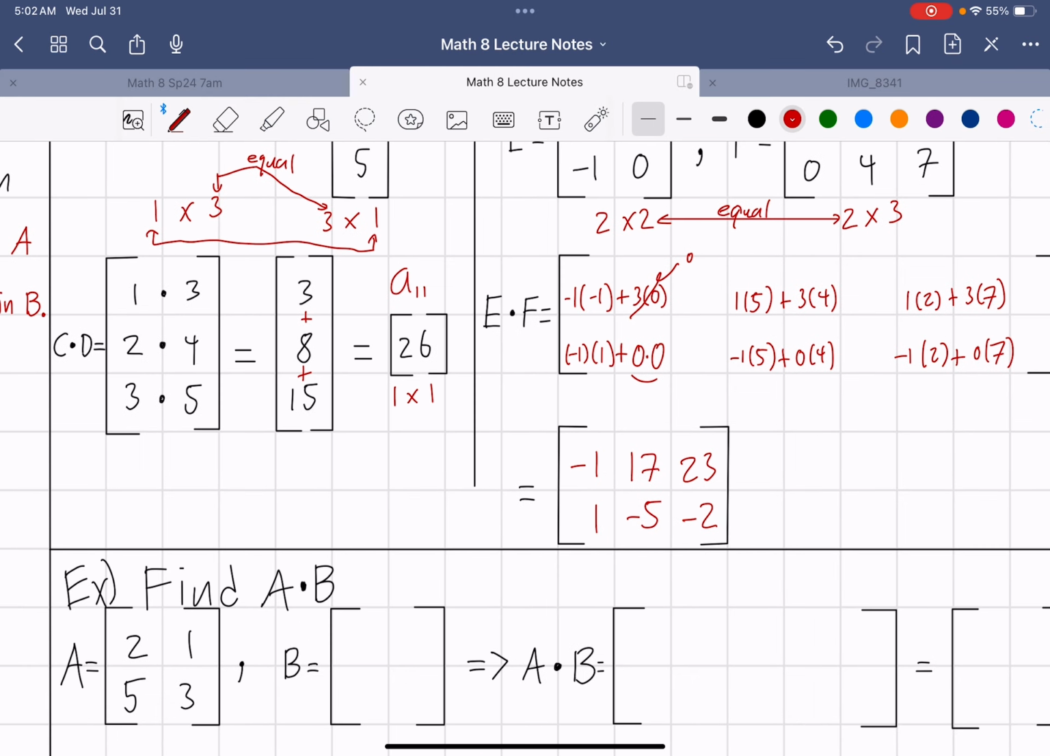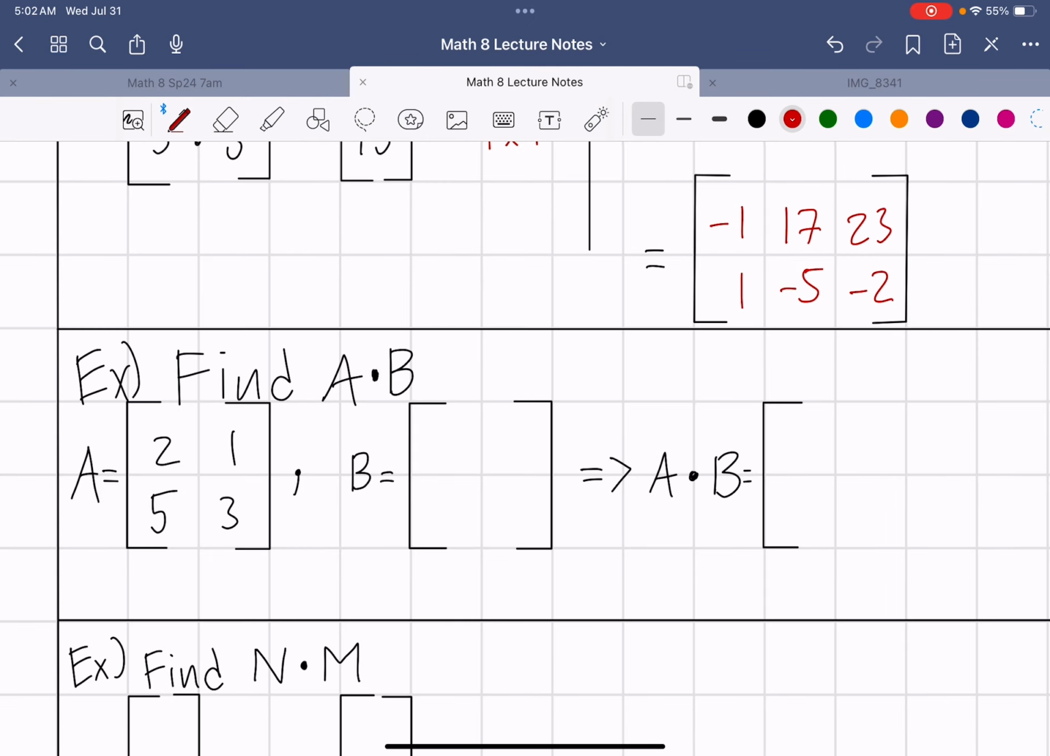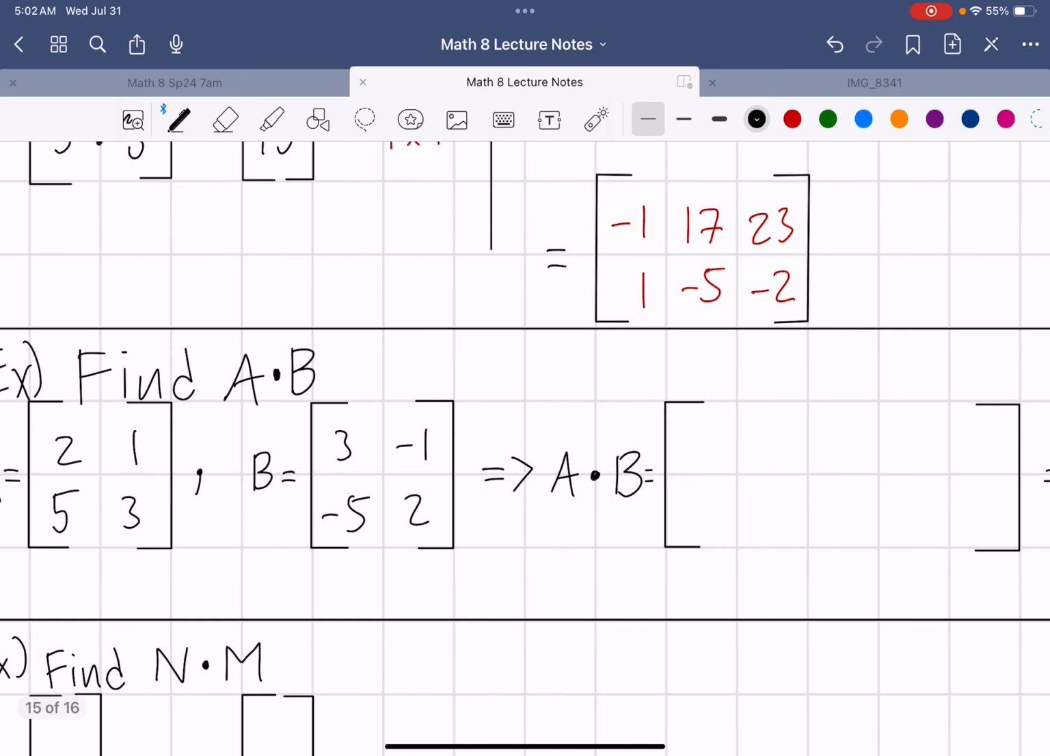Now, something to point out, or let's do one more example. Again, I forgot to write what the matrix B was. So it's 3, negative 1. And you can pause any of these videos at any time and try to do the example. So I'm going to take first row, first column. So if I change the 2 and 1 vertically, it's going to be 2 times 3 plus 1 times negative 5. When I distribute to the next one, it's 2 times negative 1 plus 1 times 2.